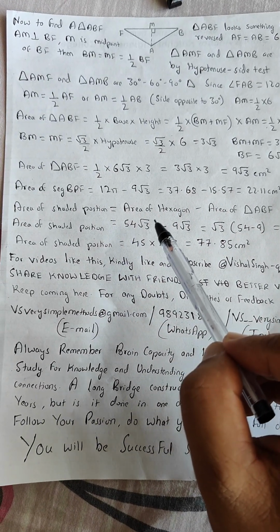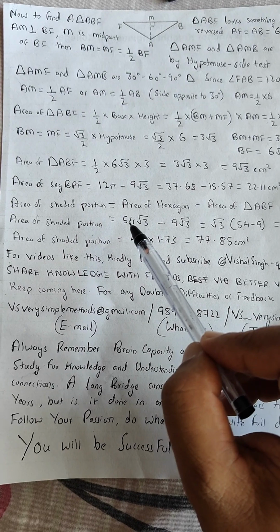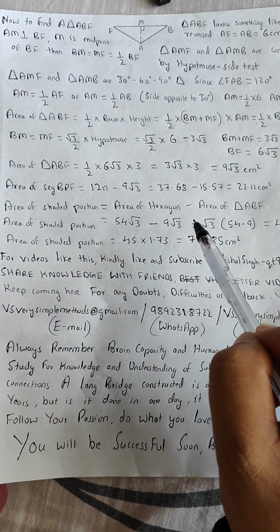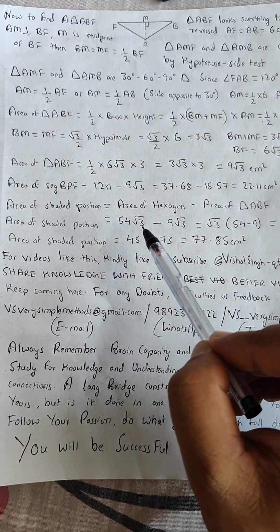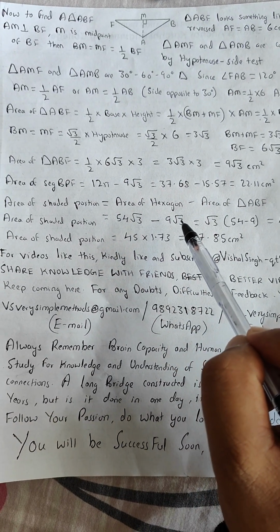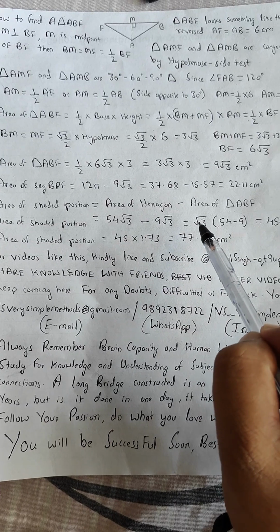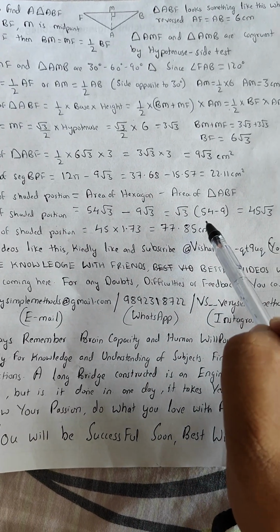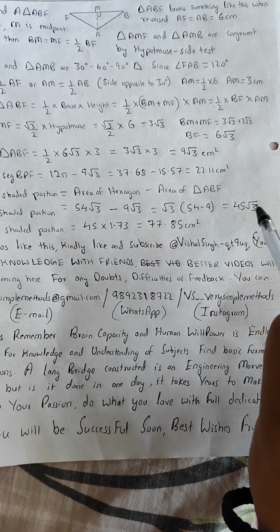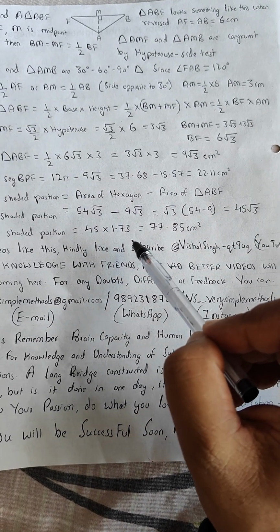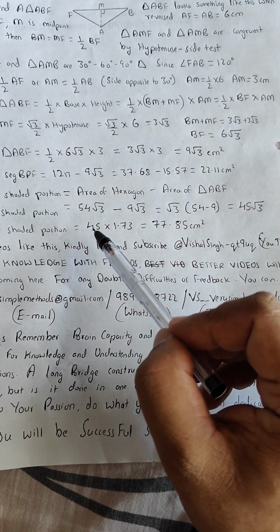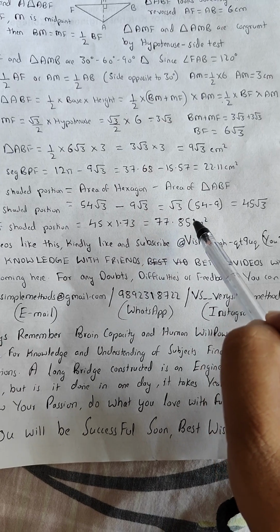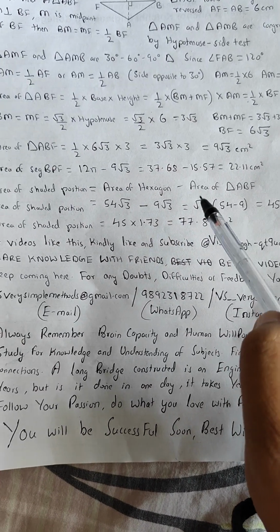Area of hexagon we have already calculated on the previous page as 54 root 3. Area of triangle ABF is 9 root 3. You just have to subtract 54 root 3 minus 9 root 3. अगर आप करते हो, you'll be getting as root 3 will be common outside, 54 minus 9 will come inside. So 54 minus 9 is going to be 45 root 3. Root 3 का value 1.73 है. If you are going to multiply with 45, 45 into 1.73 equal to 77.85. That's how I got it while practicing this question.